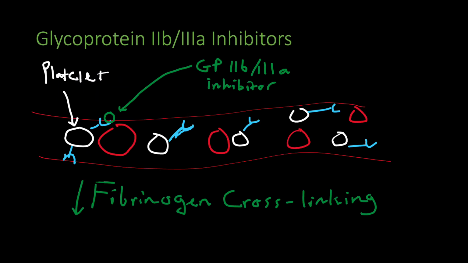Glycoprotein 2B3A inhibitors, similar to how the aspirin works, but in this case, it's a glycoprotein inhibitor. It does decrease the fibrinogen cross-linking, so you're not going to see a lot of fibrinogen there, and it will prevent that clot formation there as well.